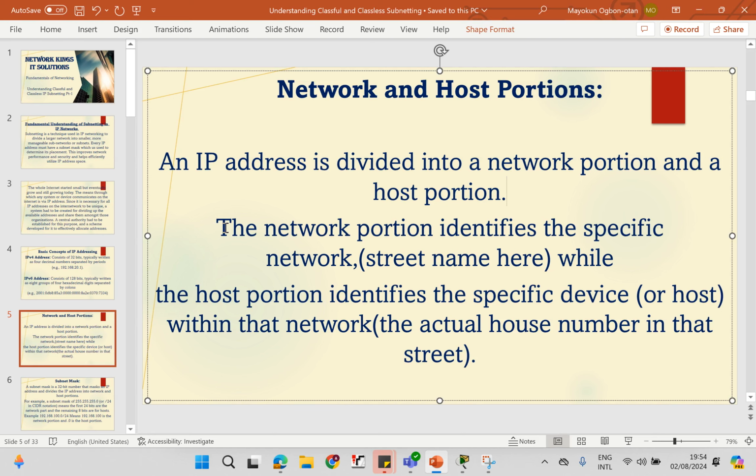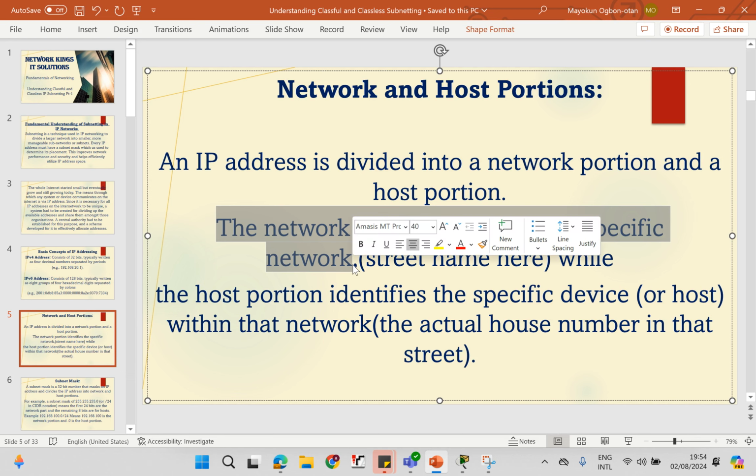So, we said the network portion identifies the specific network. Anytime you are talking about the network portion, you are talking about the street, the street where that house is located. The house is the host portion. The street is the network portion. That is the best way to explain this. We can have two streets bearing the same name, but the house numbers will be different. Or you could have two houses having the same number, but they cannot be in the same street.